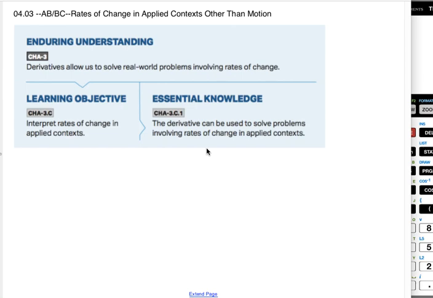All right, this is AB and BC Calculus. We are doing Unit 4, Section 3, which is rates of change applied in contexts other than motion. So this is going to be a lot of word problems and talking about different ways that these word problems present. So good times. I know you love the word problems.